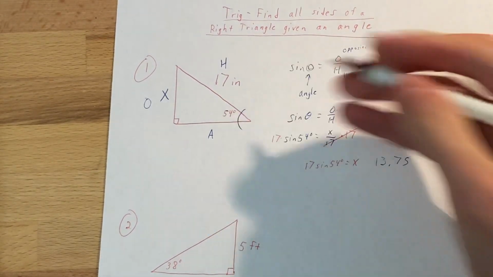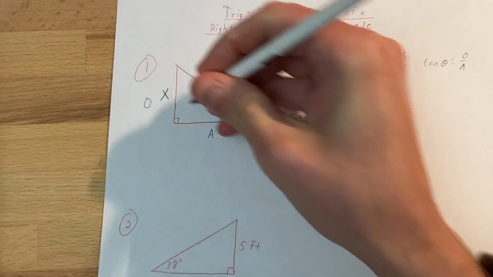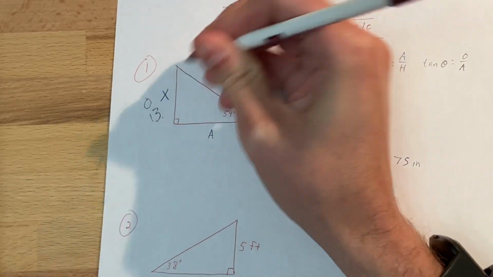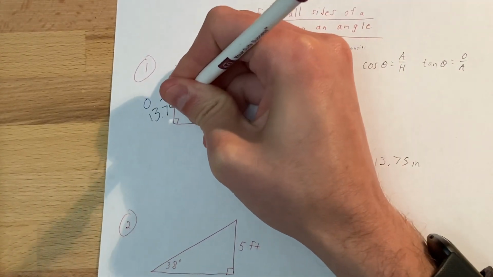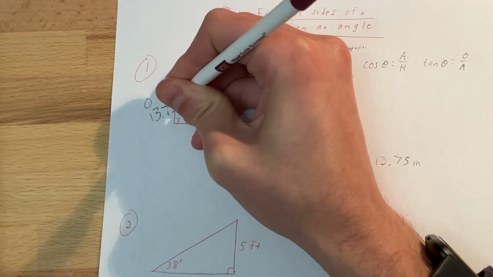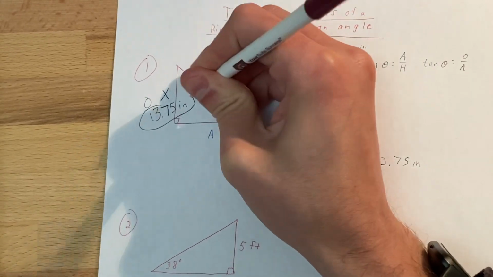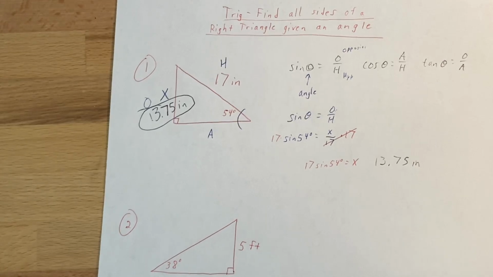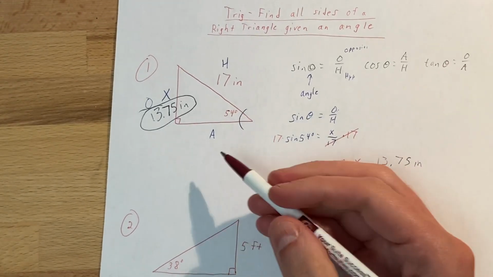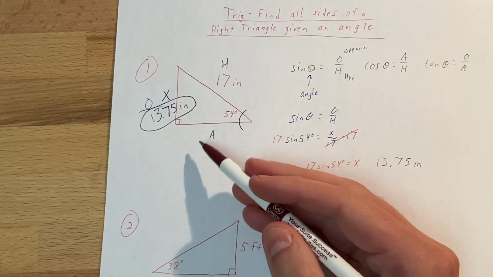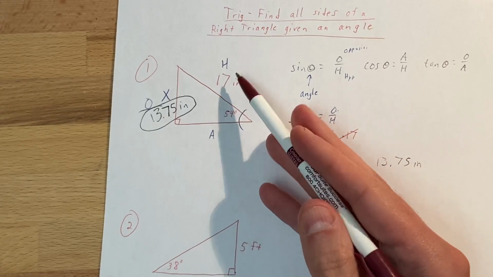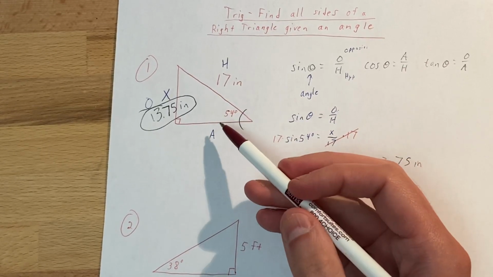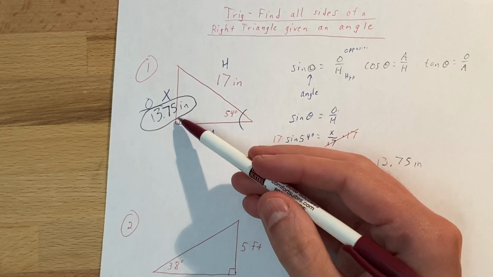13.75 inches. Boom. Awesome. You now have two options to find this. You can either use trigonometry again, or you can use the Pythagorean theorem. This is still a right triangle.